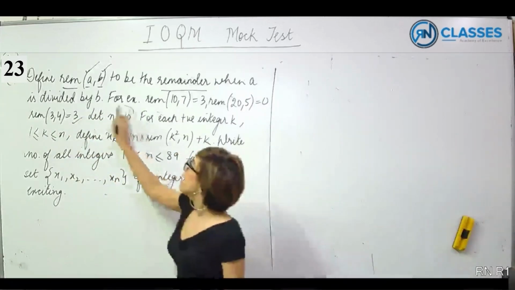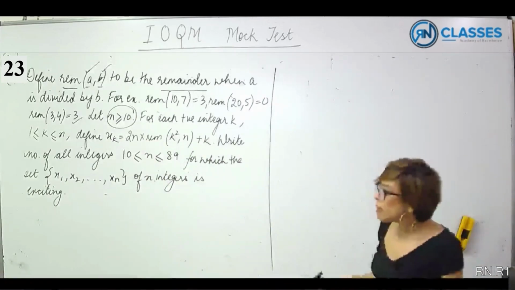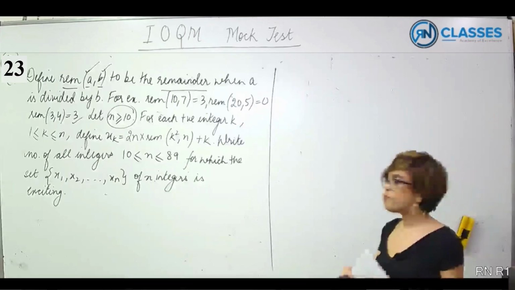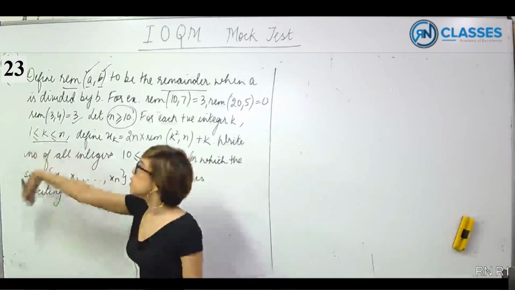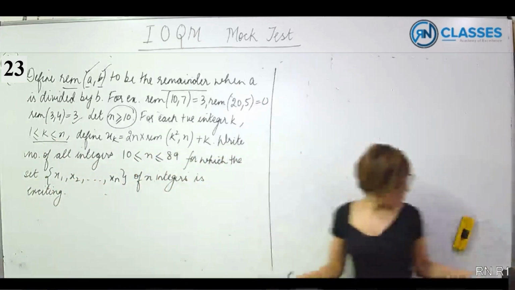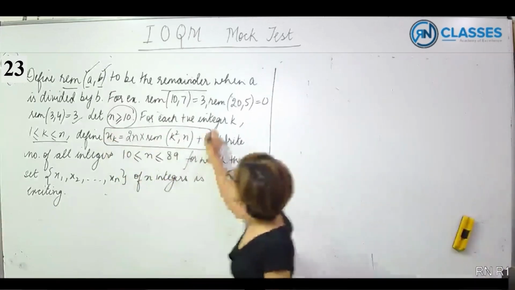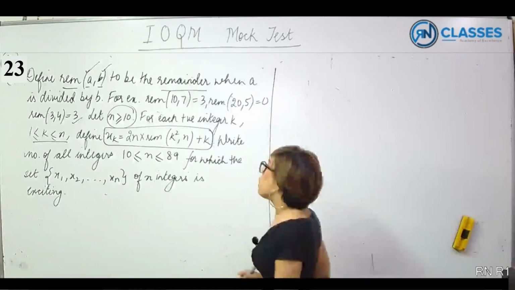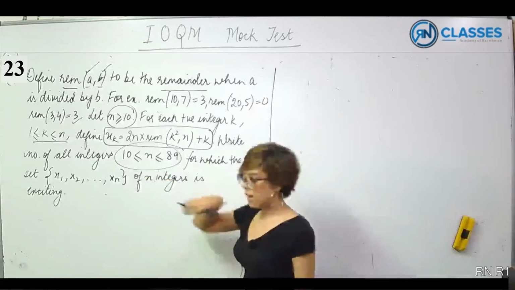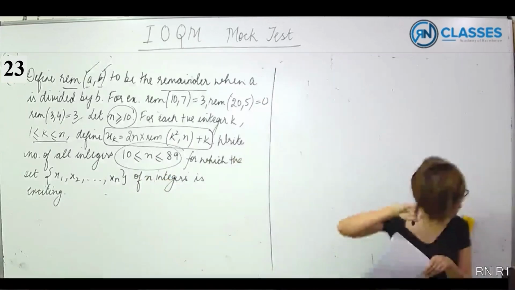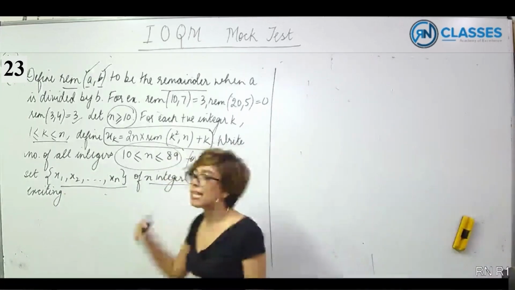Now, he says take n greater than or equal to 10. So, either I can take 10 or I can take 11 or I can take 12 and so on. Right? Now, he says for each positive integer k, where 1 less than equal to k less than equal to n, we have defined the term like this. Right? Now, he says write the number of all integers. So, n varies from 10 to 89. 10 is included? Yes. For which the set of these n integers is exciting.